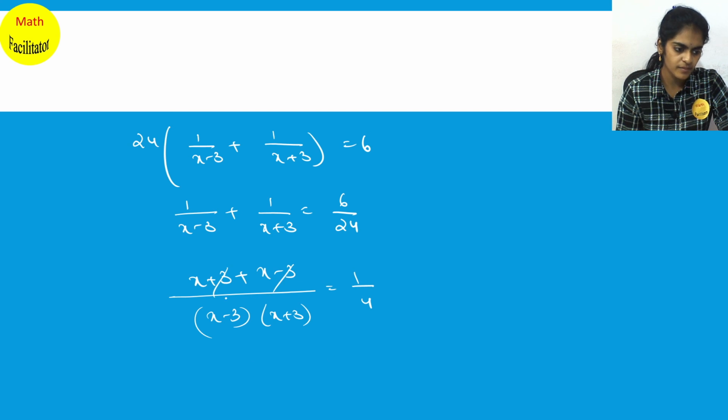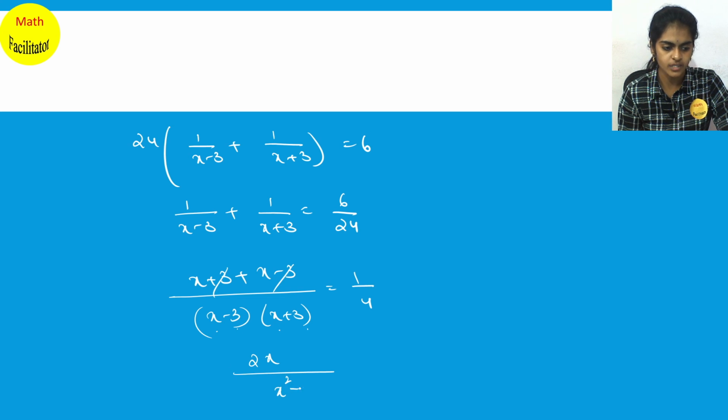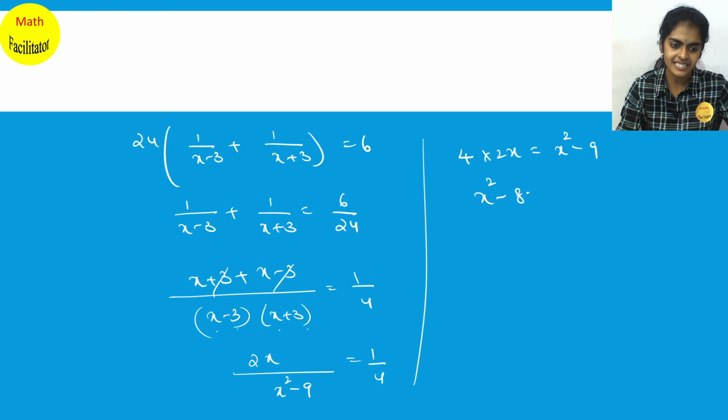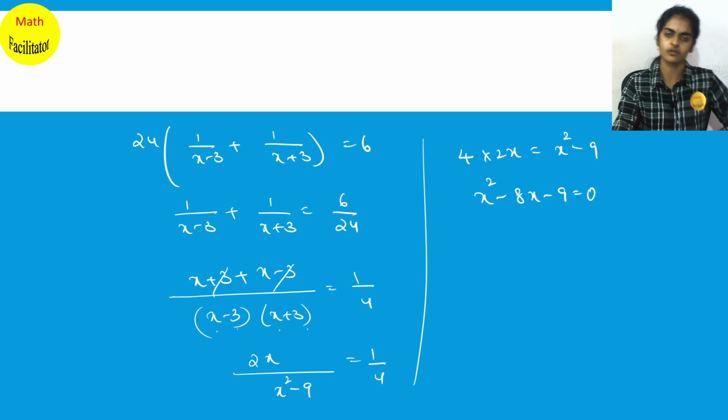Now again you can see plus 3 minus 3 cancel. So you'll have 2x divided by, this is like a minus b into a plus b, so I can write a square minus b square. So 3 square is 9, equal to 1 by 4. Now let us cross multiply. So you'll have 4 into 2x is equal to x square minus 9, or you'll have x square minus 8x minus 9 equal to 0.